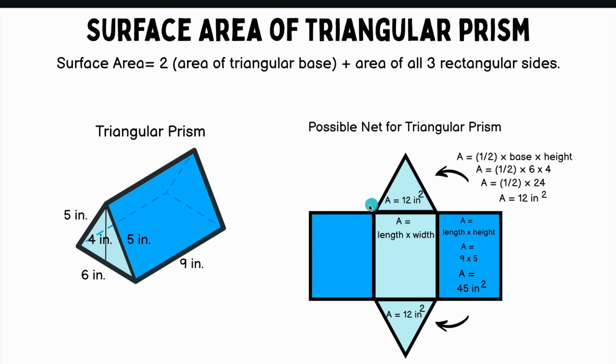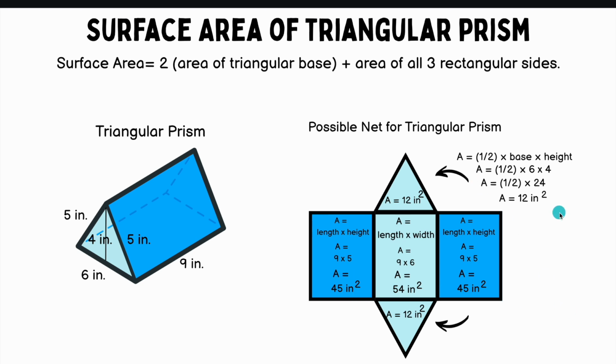Now let's find the area of this rectangle. Let's take the length times the width. 6 times 9, or 9 times 6, which is 54 inches squared. Lastly, let's find the area of this rectangle. We have the length times the height. 5 inches times 9. 9 times 5 is 45 inches squared.